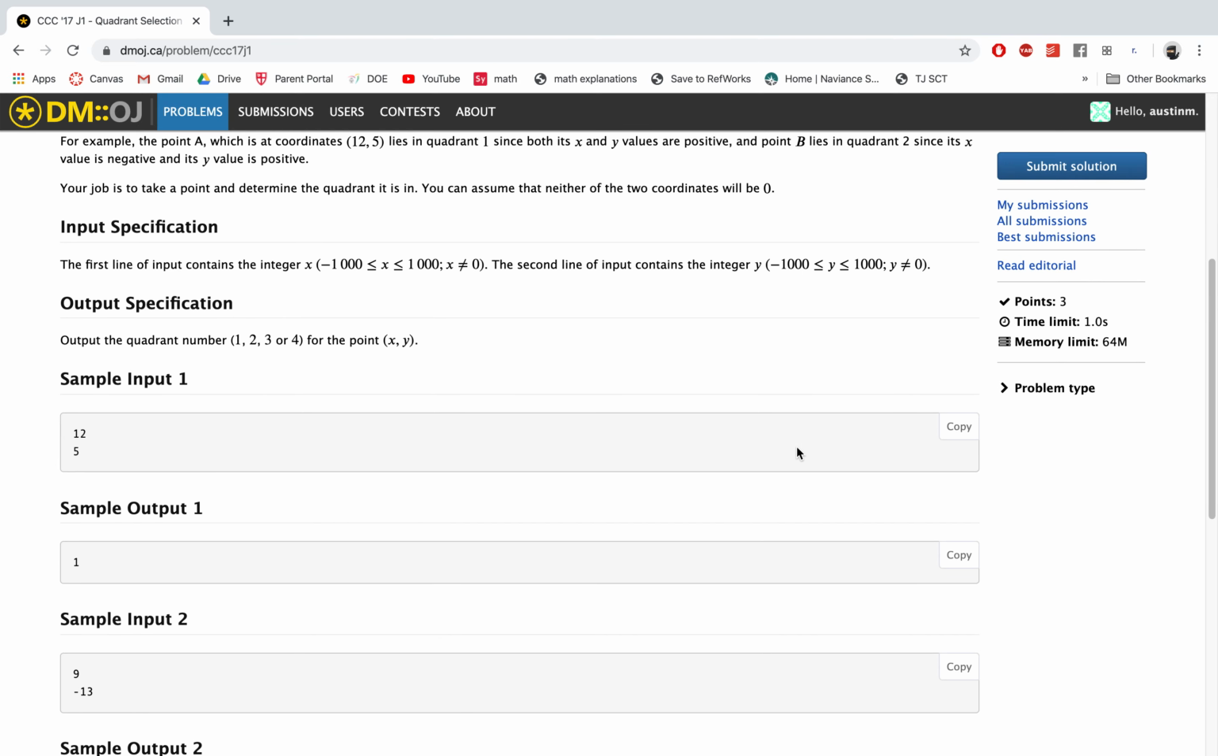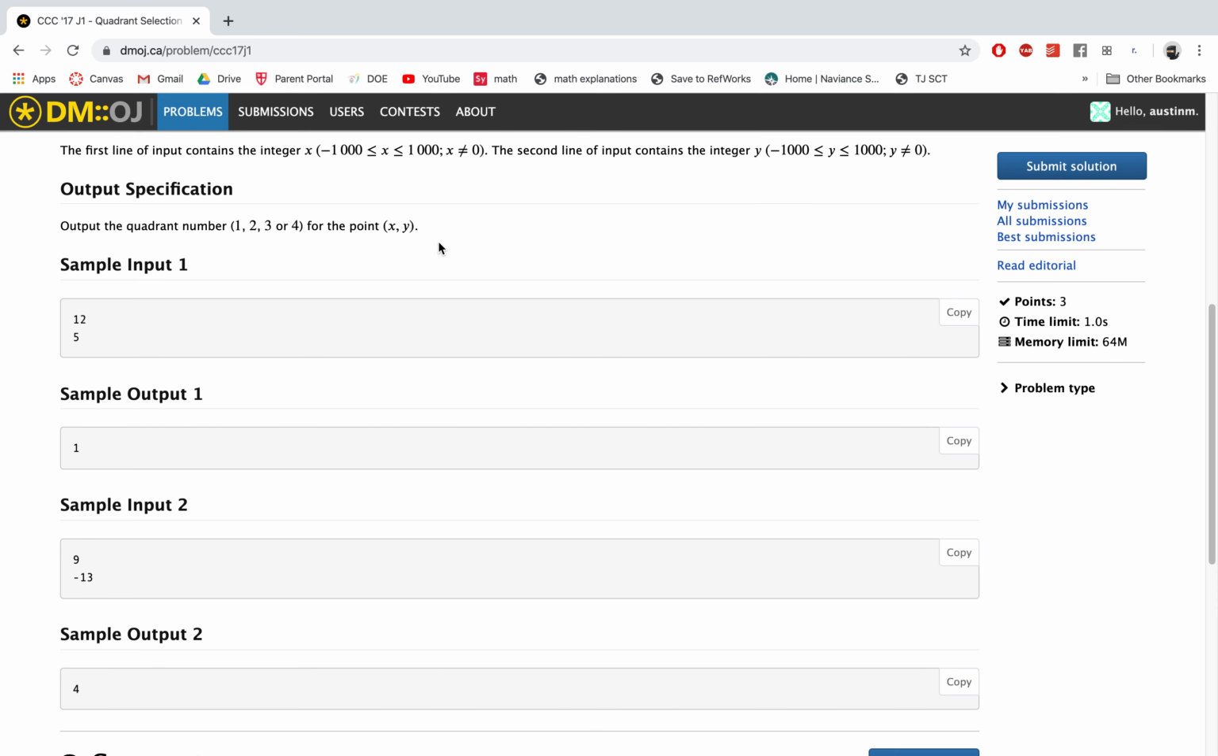And now it says in the input specification, the first line of input contains the integer x, and the second line of input contains the integer y. So we don't have to worry too much about the input specification. The output specification just tells us that we have to output the quadrant number 1, 2, 3, or 4 for the point x, y.